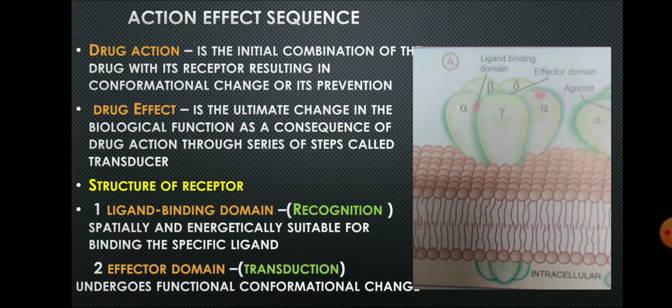So, starting with action effect sequence. Two terms here are important, which sound similar and look similar, but they are not: drug action and drug effect. So what is the basic difference between the two? We will see this. Drug action is the initial combination of the drug with its receptor, resulting in a conformational change, or its prevention. So what is drug action?